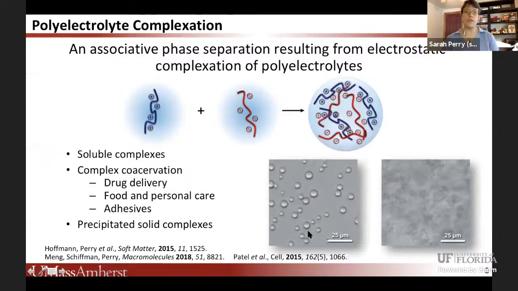Okay, so the strategy that my group has adopted in this space is using polyelectrolyte complexation. What I'm talking about here is an associative phase separation between oppositely charged macroions. This could be charged polymers, proteins, surfactant micelles, virus particles, nanoparticles, et cetera. And if you imagine this situation where you have oppositely charged materials coming together, you could probably imagine some different situations, right? Maybe you have liquid-liquid phase separation. Maybe you have soluble complexes that are just nanometer scale dispersions.